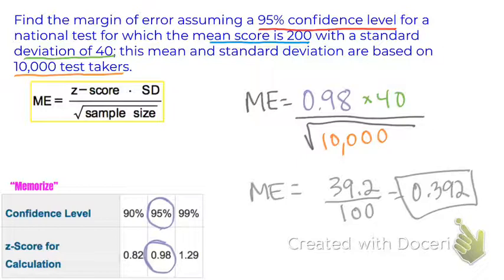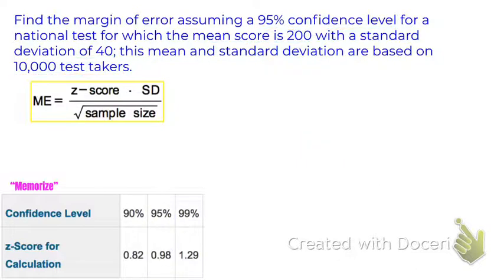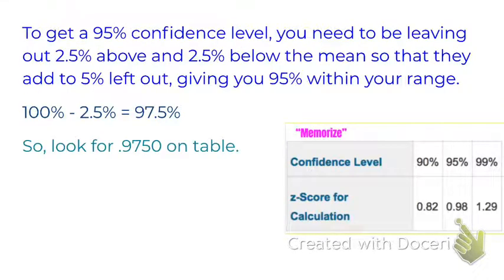So now, again, they're saying to memorize these confidence levels with their associated z-score calculation. I'm going to walk through how you can find that 0.98 if you'd rather just do it on your own instead of memorizing it. So again, here this is saying the 95% confidence level. That's what you're going to use when you go to the table. But you need to imagine what this is actually saying.